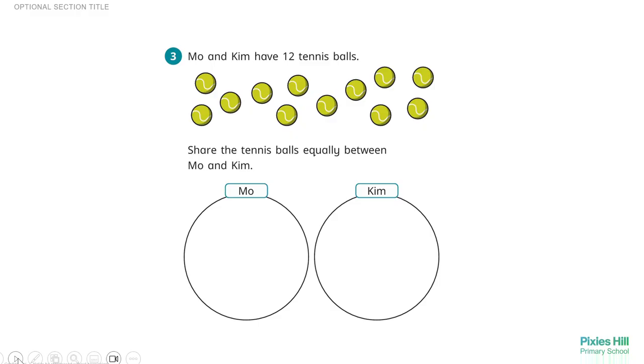Here's another question where Mo and Kim have 12 tennis balls. Share the tennis balls equally between Mo and Kim. So Mo and Kim, that's 2 people. So you have 2 circles. You would divide your 12 tennis balls to see how many each of them have.